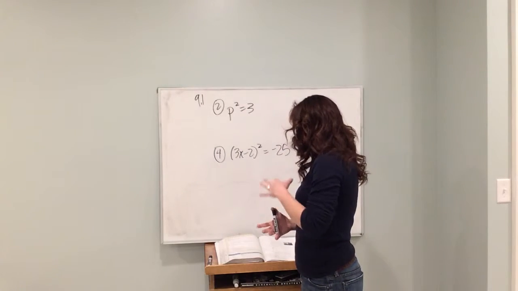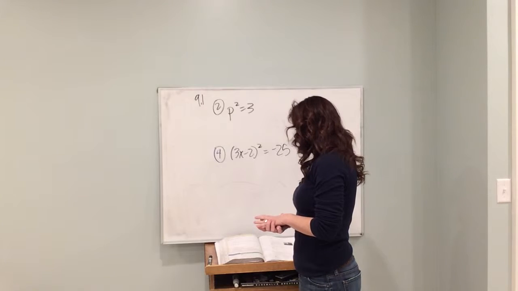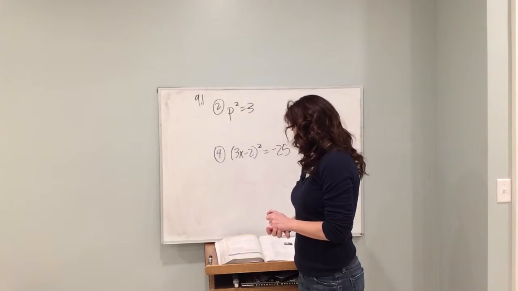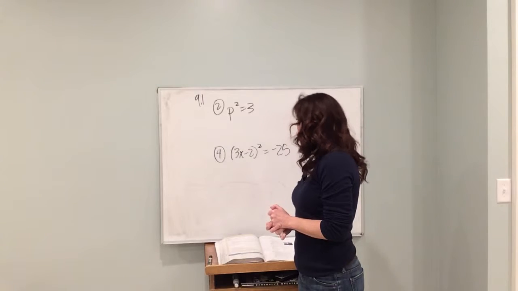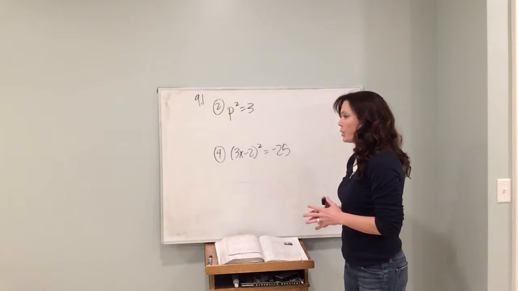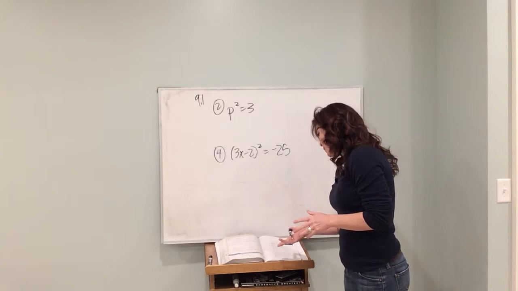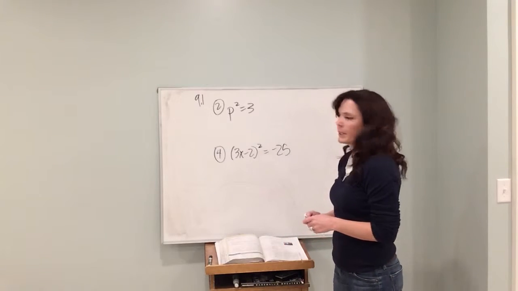Looking at the review exercises on page 562 of the textbook for chapter 9, section 9.1. We're going to do the evens. Start with problem number 2. It says, solve each equation by using the square root property or completing the square.